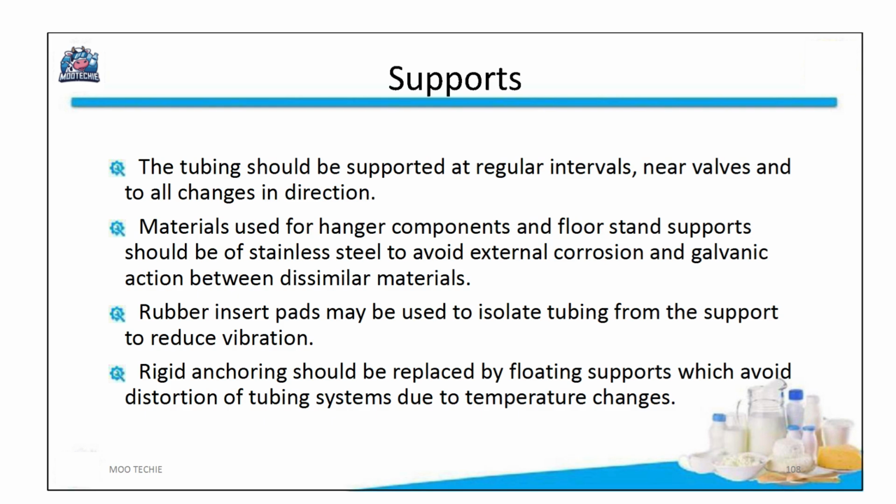The materials used for hanger components and floor stand supports should be made of stainless steel. This avoids external corrosion and prevents galvanic action, which can occur between dissimilar metals. Rubber insert pads may be used to isolate the tubing from its support. This helps to reduce vibration and noise. Finally, rigid anchoring should often be replaced by floating supports. These flexible supports avoid distortion of the entire tubing system due to expansion and contraction from temperature changes.